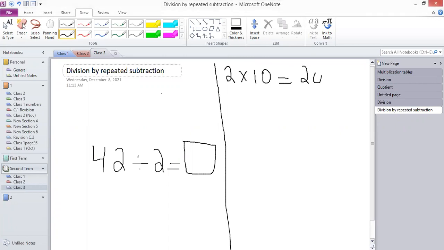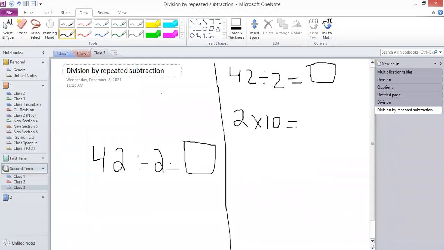What will you do, guys, because you want to divide 42 by 2? First you will multiply 2 by 10. This is 42 by 2, and it equals what? You don't know. So you are going to multiply 2 by 10 first. That will give you 20.